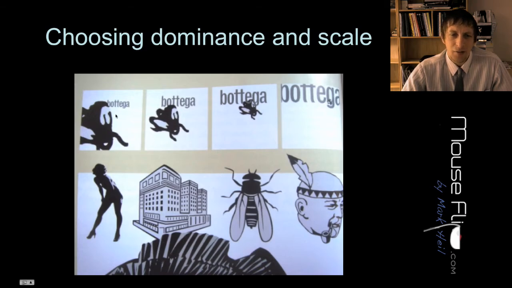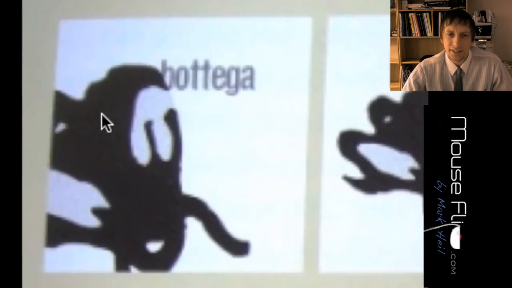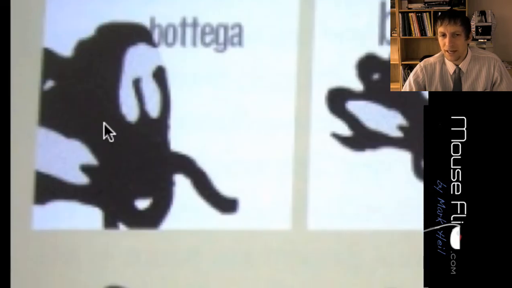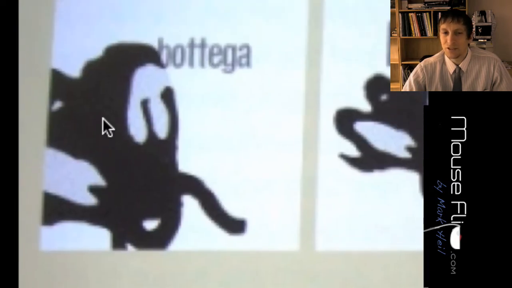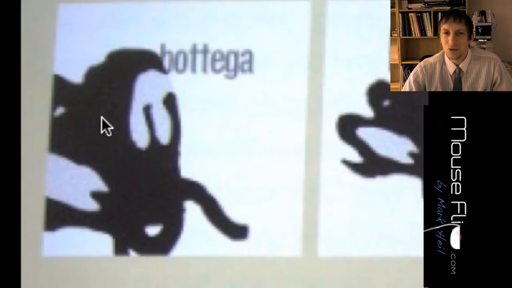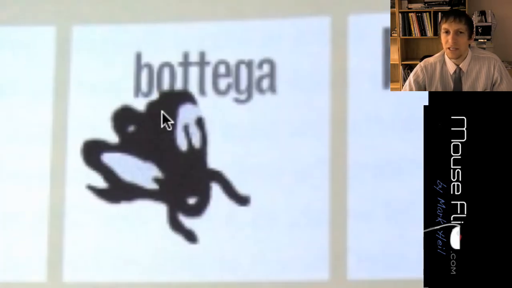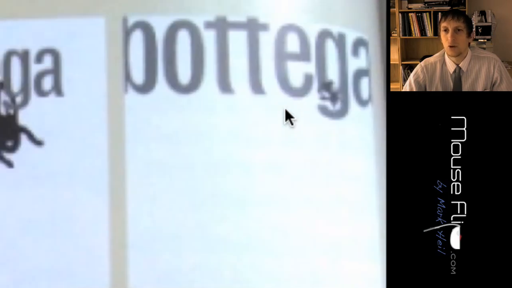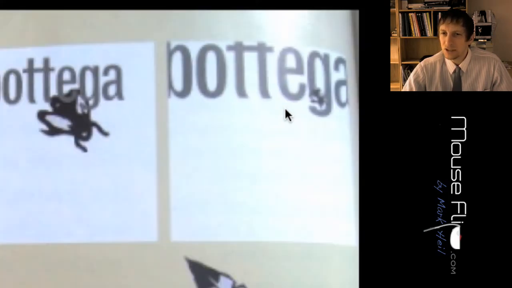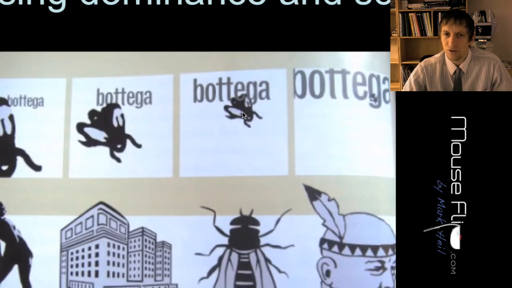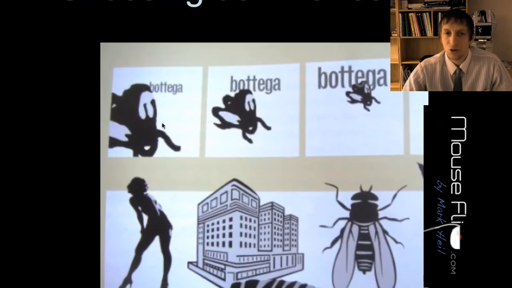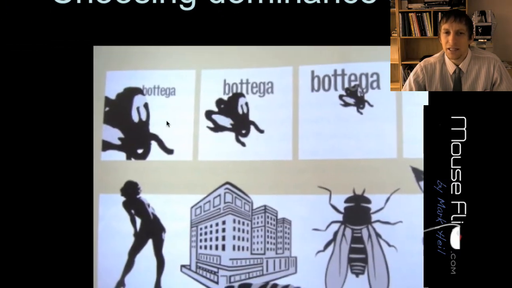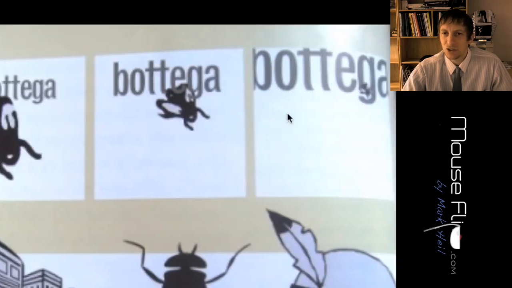Okay, choosing dominance and scale. So you notice this, they have a logo, the name, and then the image or the fly. Notice the fly really stands out. Here they're about the same. Here the logo stands out, and here the logo really stands out. So notice there's a logo and a fly, or the name and the logo, and depending on the size of each, you're going to get a different feel to it. So that's something to consider.